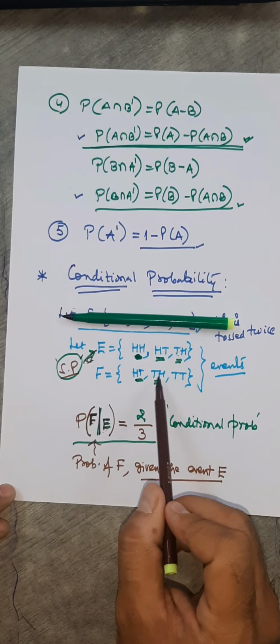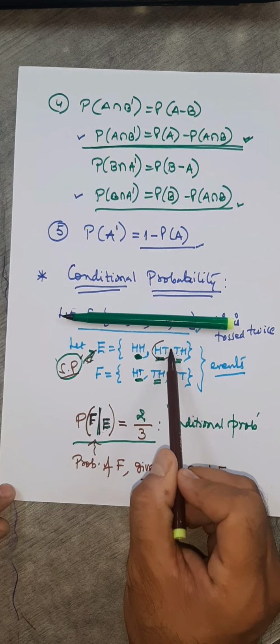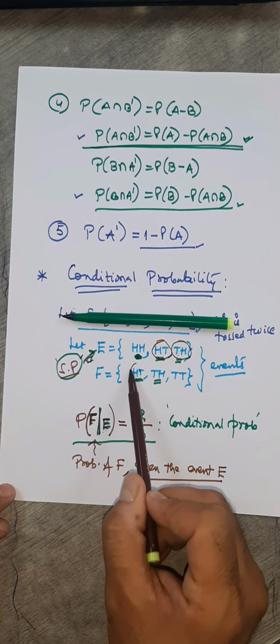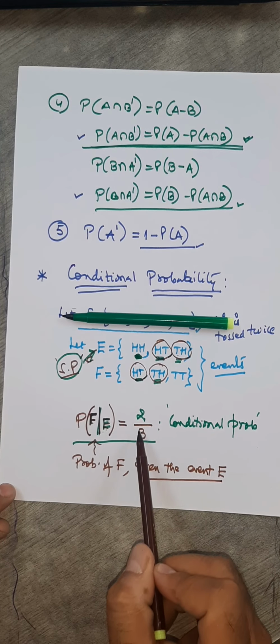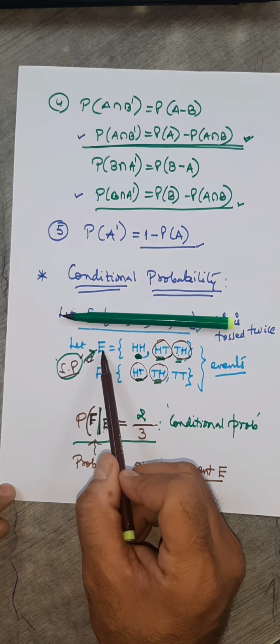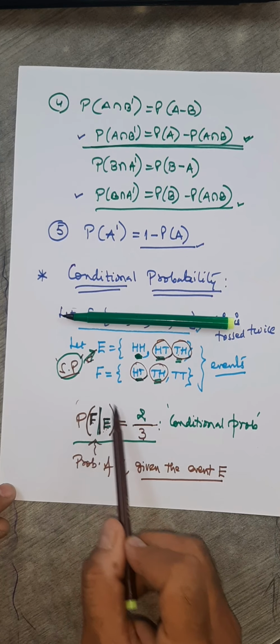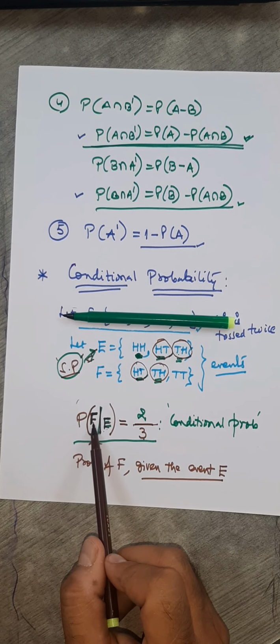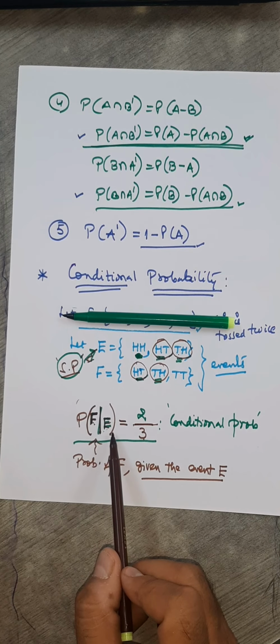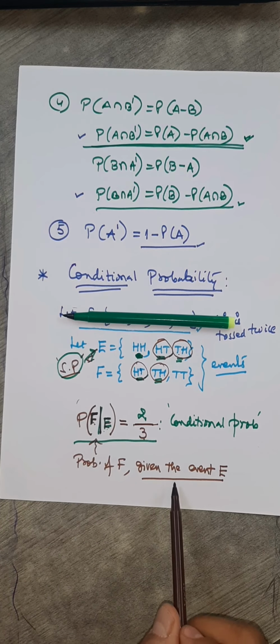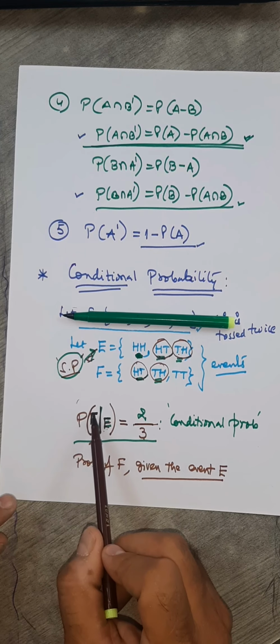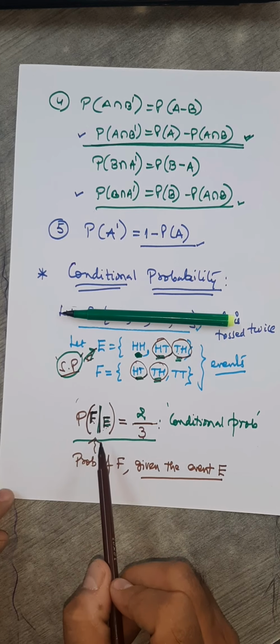So out of these three, you need to see how many of them are favorable outcomes. So these two are favorable. So two, and total outcomes in this sample space, which is nothing but how much? 3. So we have 2 by 3. This is called the conditional probability of F given the event E. That means that event has already occurred. So this is just a standing line.